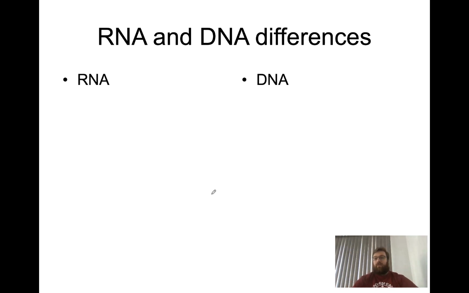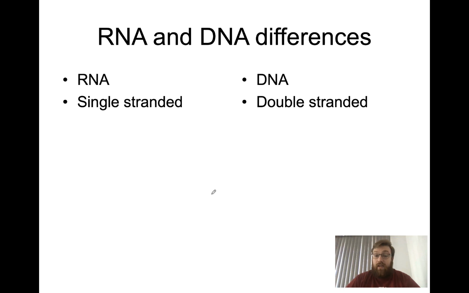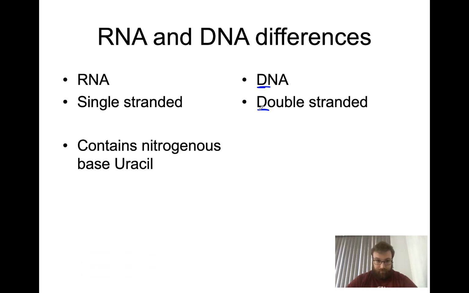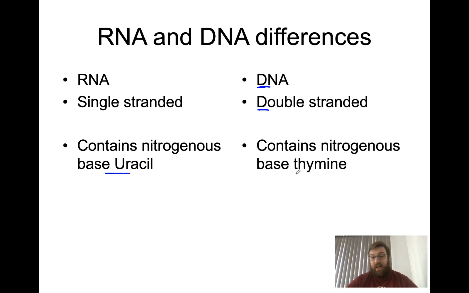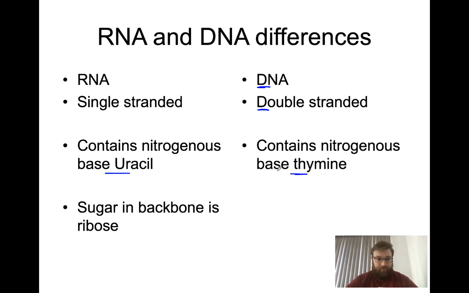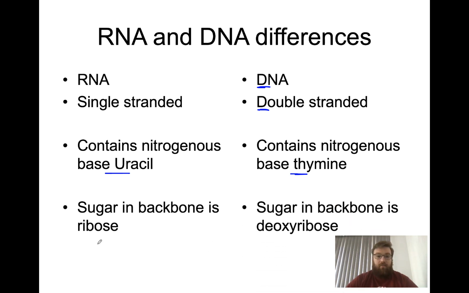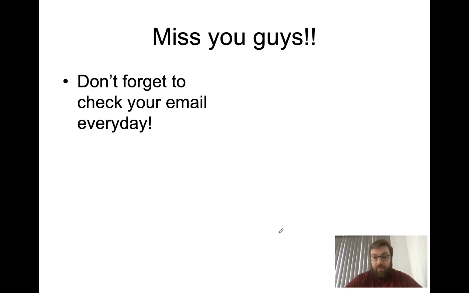So the main differences between RNA and DNA. RNA is single-stranded. DNA is double-stranded. If it helps you remember, there's a D in DNA. You can think of that for double-stranded. RNA has uracil, where DNA has thymine. Like I said before, the sugars may be a little different. That's why deoxyribose and ribose are two sugars. Deoxy means no oxygen, or one less oxygen molecule.